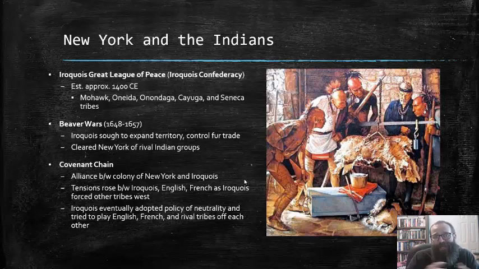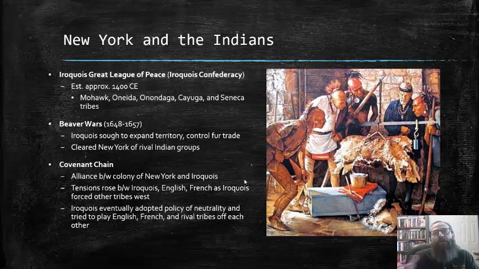Between 1648 and 1657 CE, they engaged in what were known as the Beaver Wars, as the Iroquois sought to expand their territory and gain a greater control of that lucrative fur trade that we've spoken about time and again already in this lecture series. And essentially the result of these wars was that New York was cleared to a large degree of rival Indian groups other than the Iroquois.